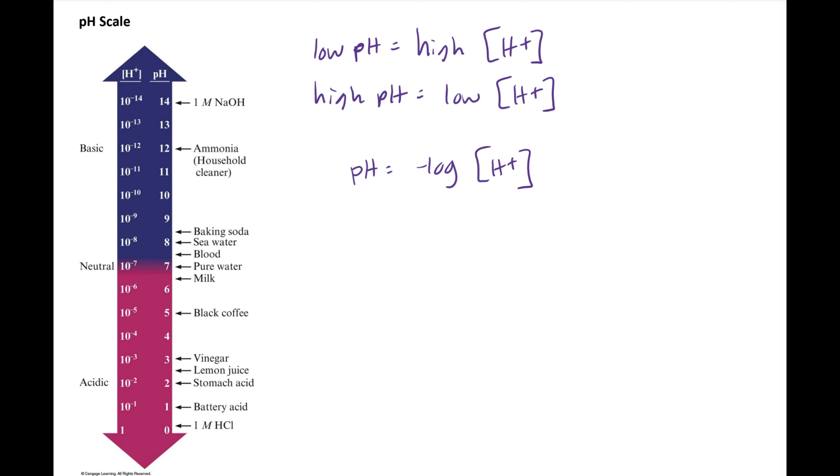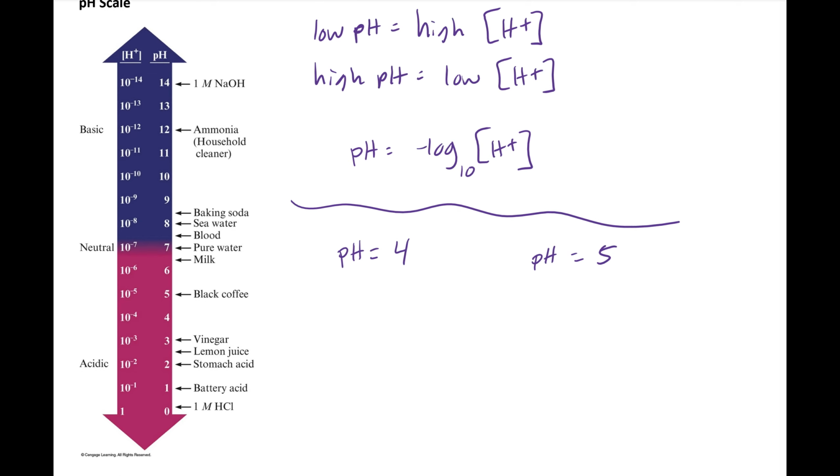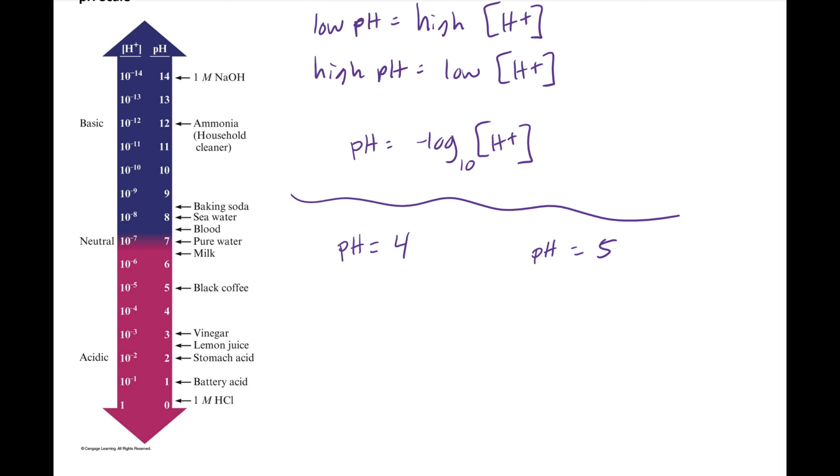So the pH scale, it's a log base 10. So that means if you have two solutions, one with the pH of 4 and the other with the pH of 5, okay, the concentration of hydrogen ions in those two solutions differ by a magnitude of 10. So the pH of 4, its hydrogen ion concentration is 10 times greater than the pH of 5.